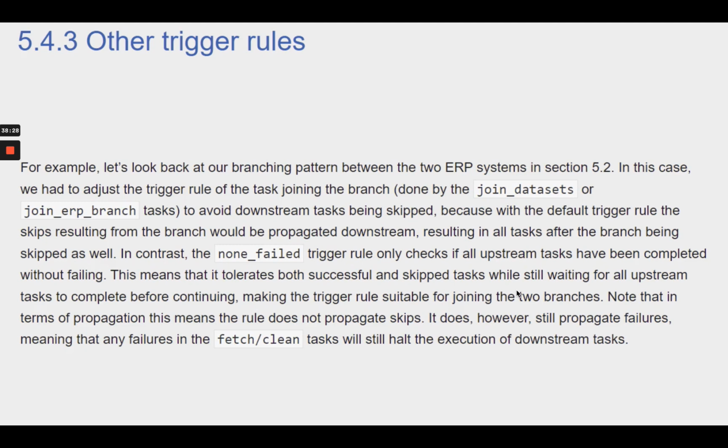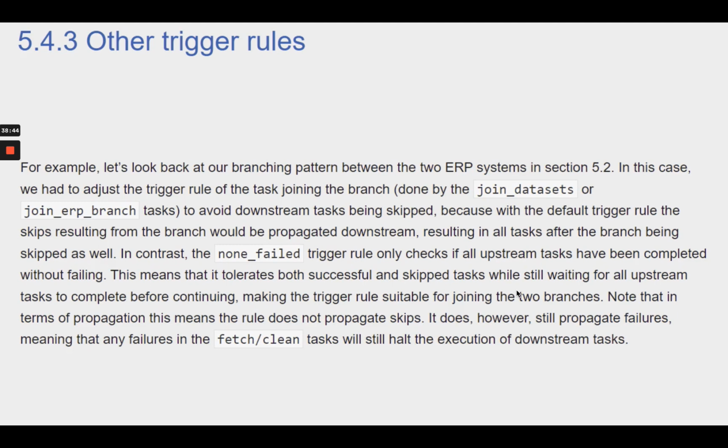or join_ERP_branch tasks, to avoid downstream tasks being skipped, because with the default trigger rule, the skips resulting from the branch would be propagated downstream, resulting in all tasks after the branch being skipped as well.